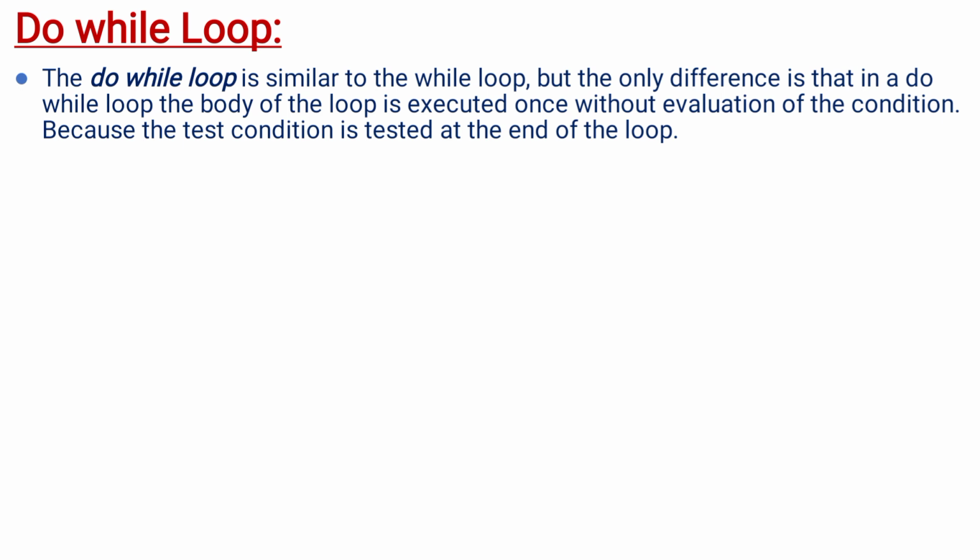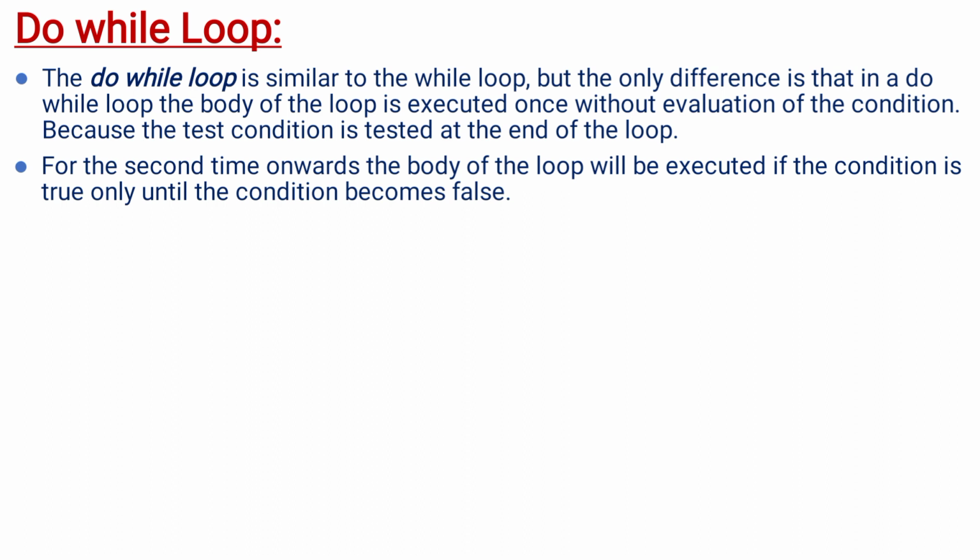So in do while loop, the body of the loop should be executed first. Means the statements which are written inside the body, those statements will be executed first. After executing the body of the loop, the condition will be checked next. Means at the end of the loop, the condition is placed. That means what? After executing the statements, the condition is going to be checked. Means for the first time, the statements should be executed in do while loop.